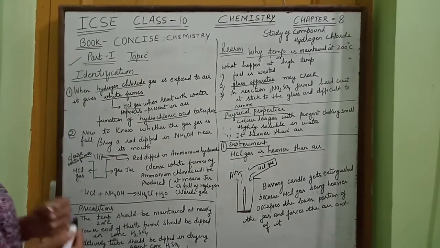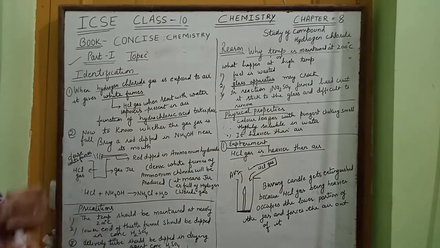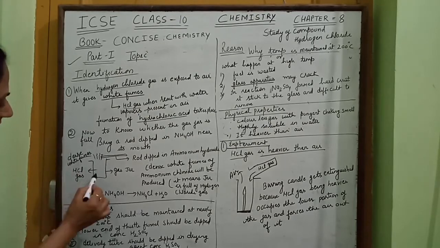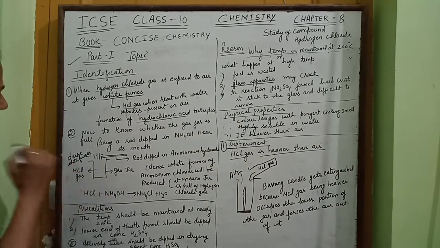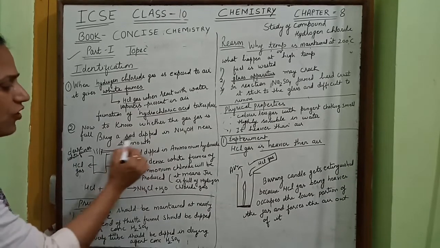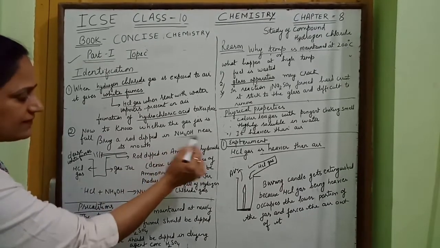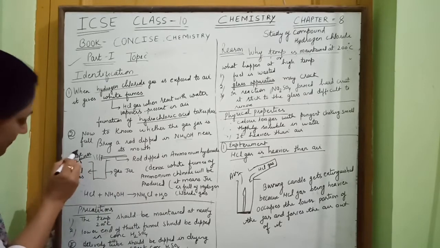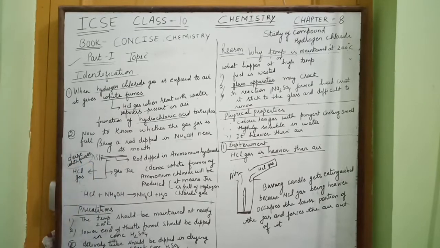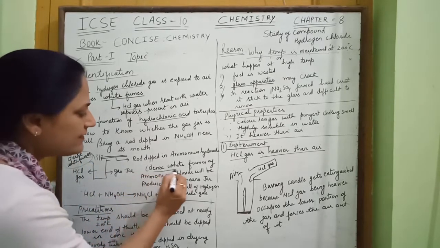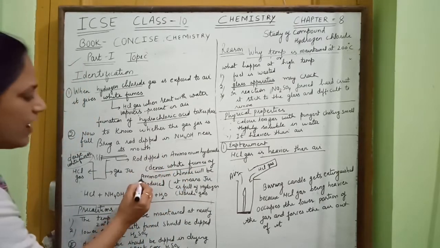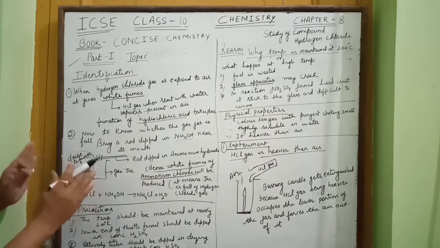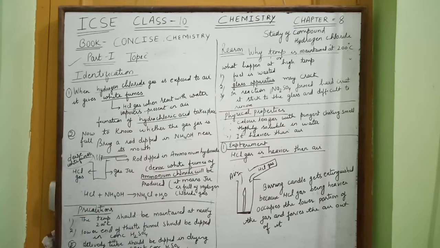Now, to know whether the gas jar is full, see in this diagram, HCl gas is there in this gas jar, and if we bring a rod dipped in ammonium hydroxide near its mouth, you see dense white fumes will form. Dense white fumes of ammonium chloride are produced. It means the gas jar is full of hydrogen chloride gas.